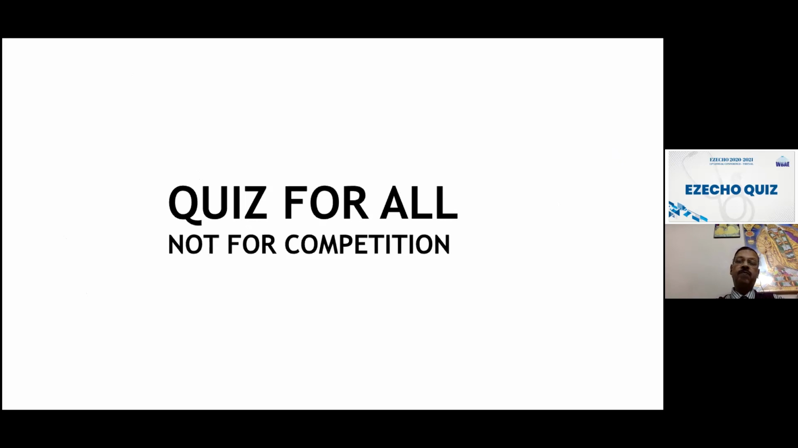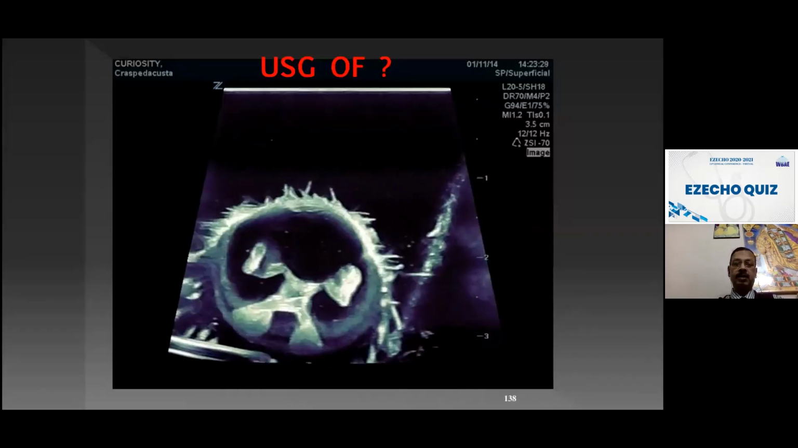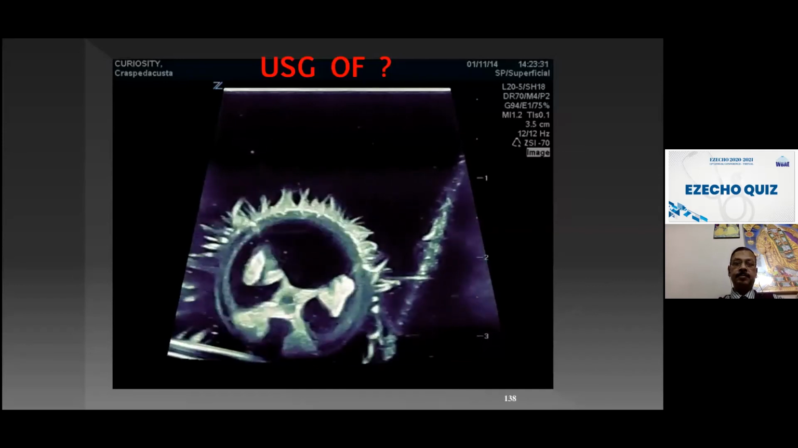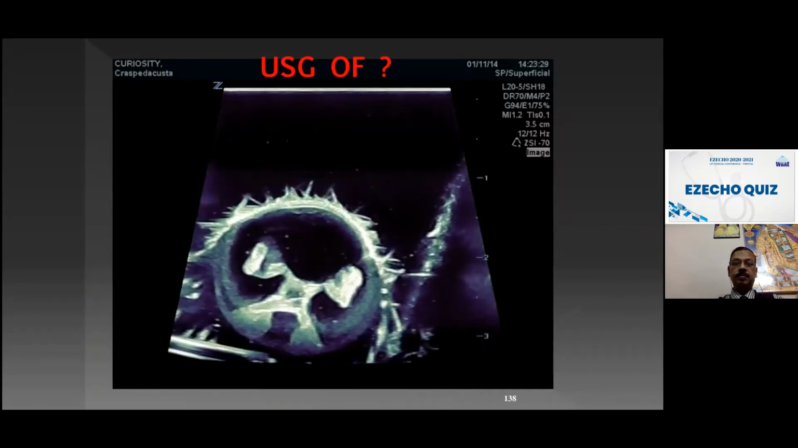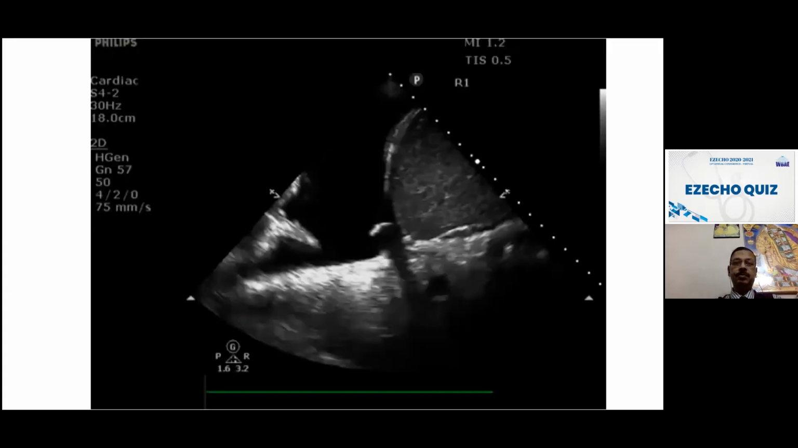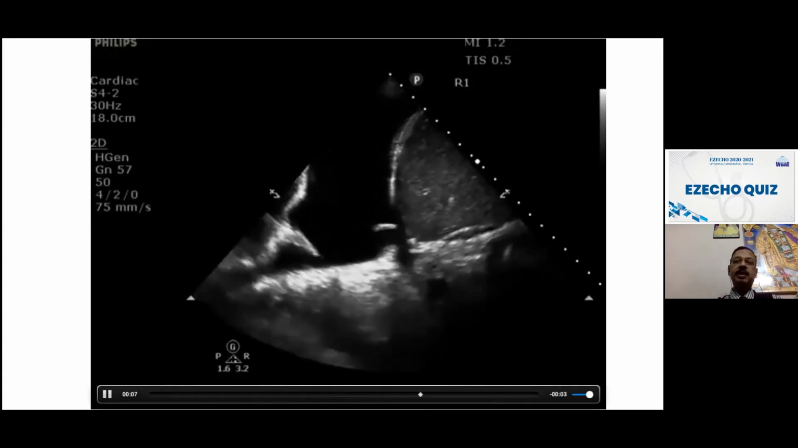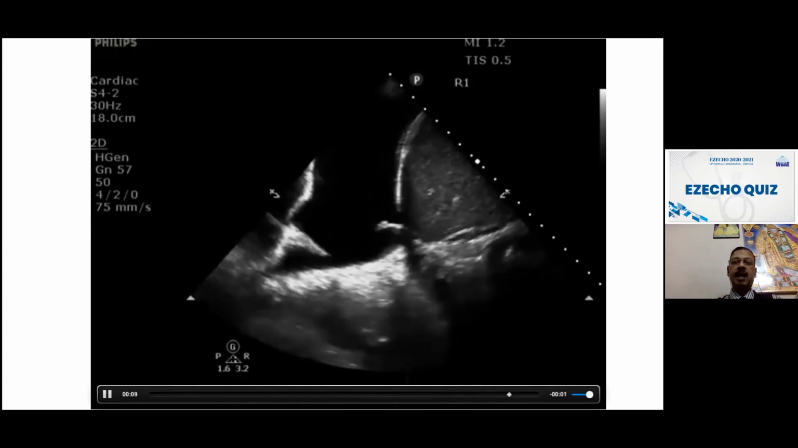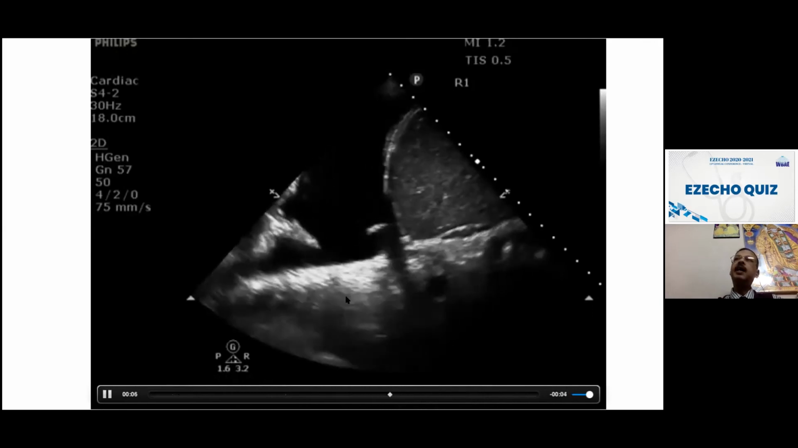Now is a quiz for all, not for the competition. This is the ultrasound of what? This is the ultrasound of a jellyfish. Sometimes in echocardiography, you will get a large pleural effusion with a collapse of the lung that looks like the fimbria of a jellyfish. This is called the jellyfish sign in ultrasound.